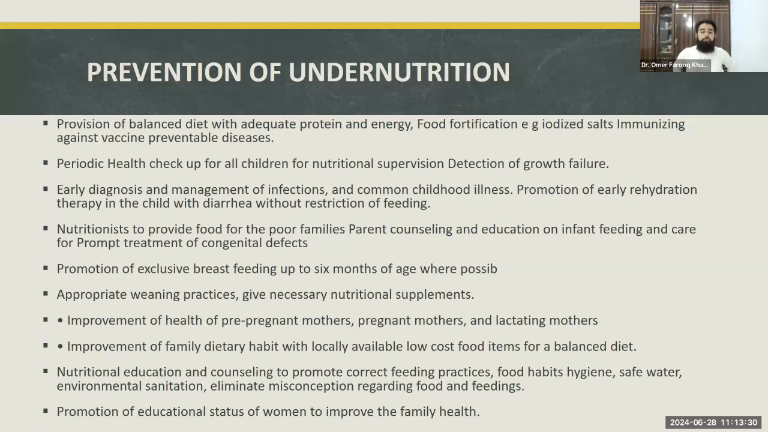Because if the mother who is pregnant and who is lactating her child is not being given proper diet, the child will suffer from the problem with the mother's diet as well. The child will also become malnourished along with the mother. Improvement of family dietary habit with locally available low cost food items for a balanced diet. Locally available low cost food items. Yeah, this is very important.